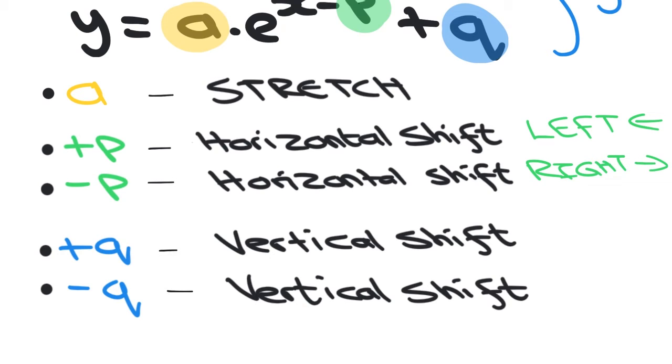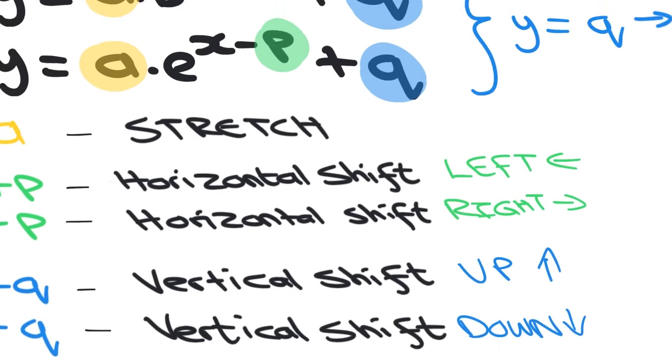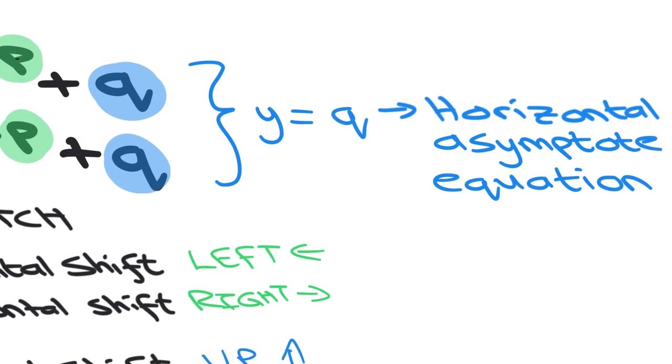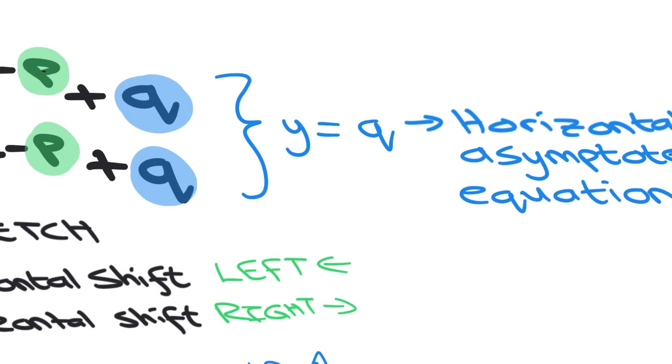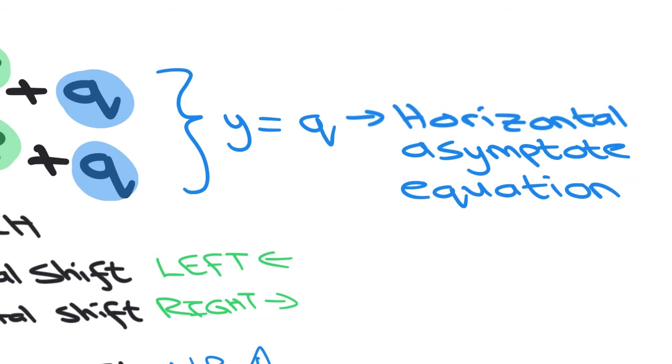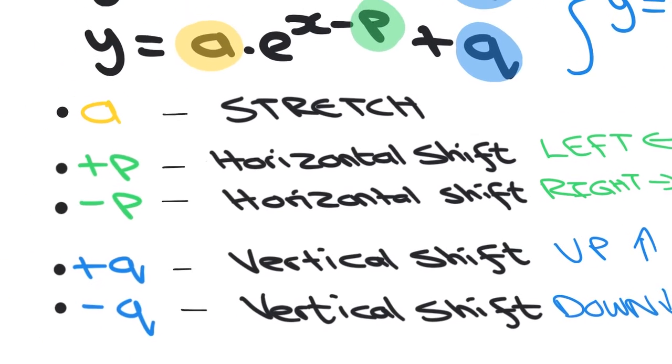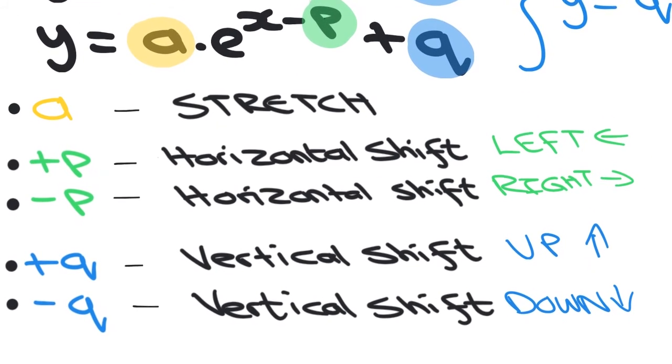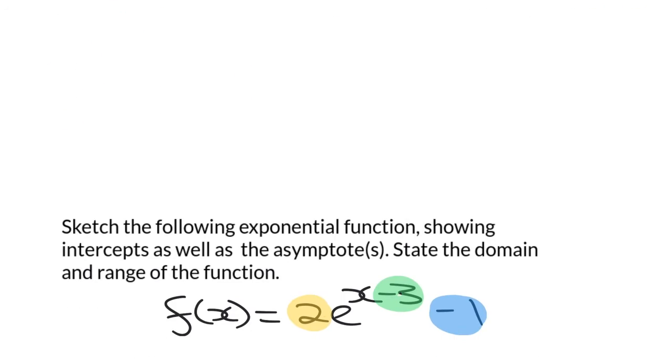Now q tells us of a vertical shift. Positive q, well, that's just a vertical shift up, and negative q is a vertical shift down. Right, and what's also interesting that's coming out to the fore with this is that the value of q, y is equal to positive or negative q, gives us the horizontal asymptote equation of this function. So those are the three parameters that are of interest here.